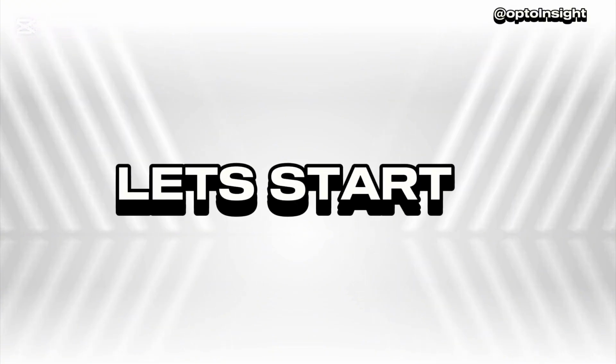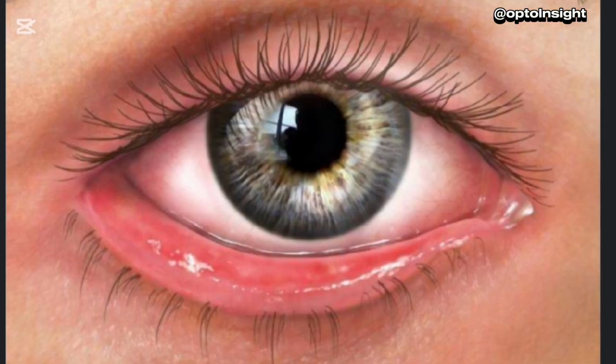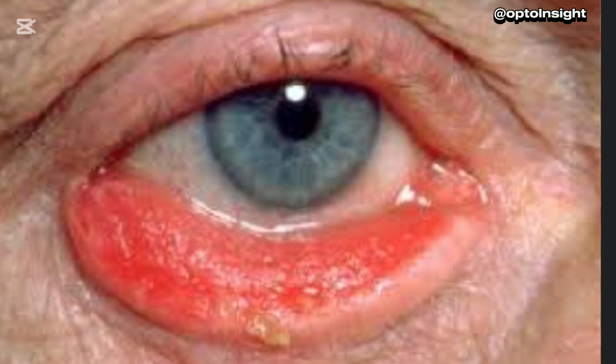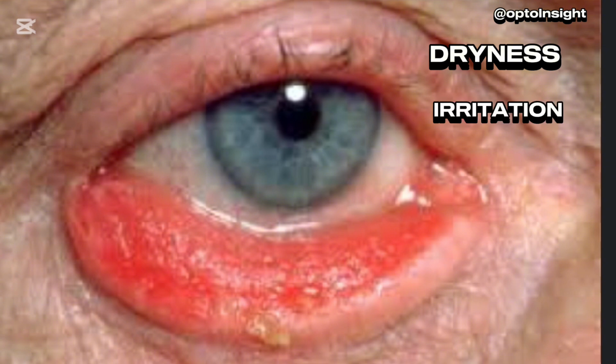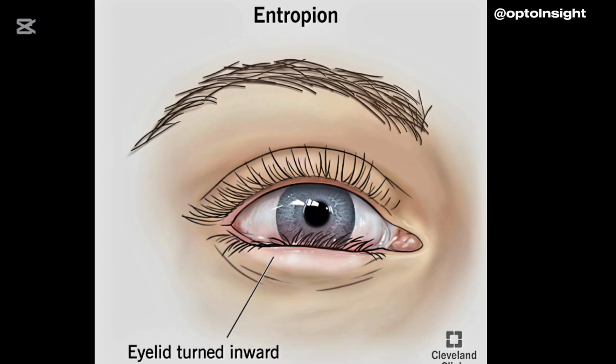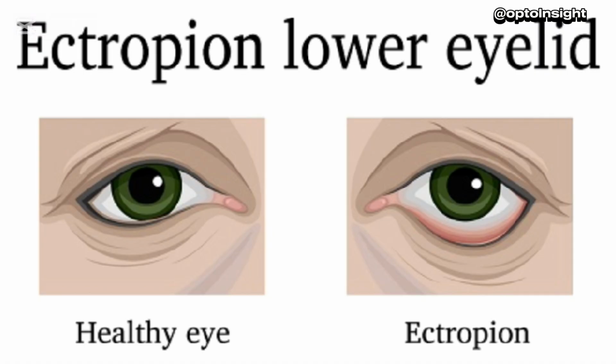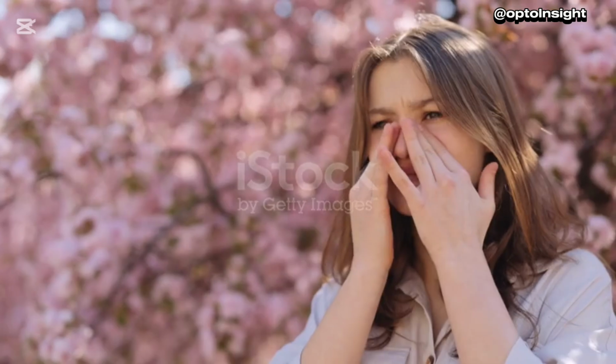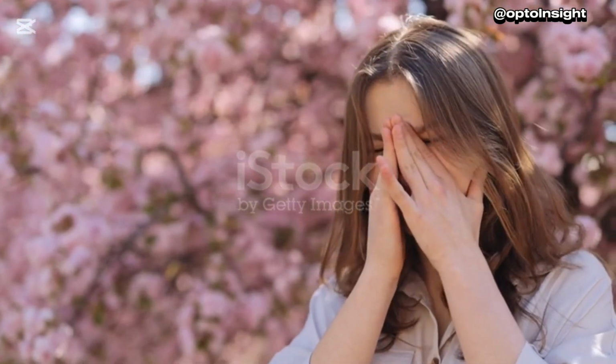So let's start with the basics. Ectropion is a condition where the lower eyelid turns outward away from the eye. This causes the inner surface of the eyelid to be exposed, which can lead to dryness, irritation, and other complications. Think of it as the opposite of entropion. With ectropion, the eyelid can't properly do its job of protecting the eye, leading to a range of symptoms from mild irritation to more serious eye issues.